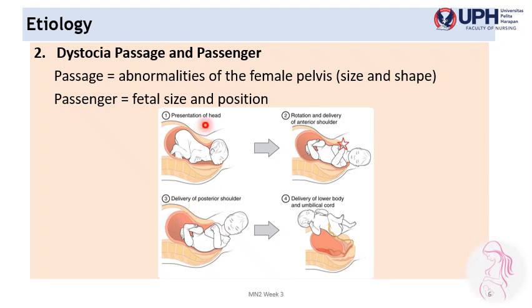Here's the picture of the baby with a head presentation, and then there is rotation and delivery of the anterior shoulder, but then it gets stuck. And when we deliver the posterior shoulder, there is a problem where it also gets stuck. And also, there is probably a problem during the delivery of the lower body, and also a problem with the umbilical cord, which then slows down the process of labor.